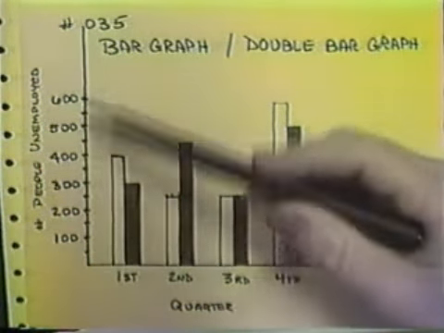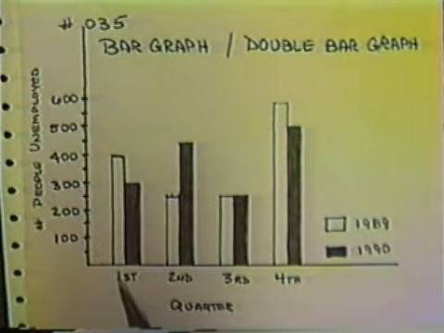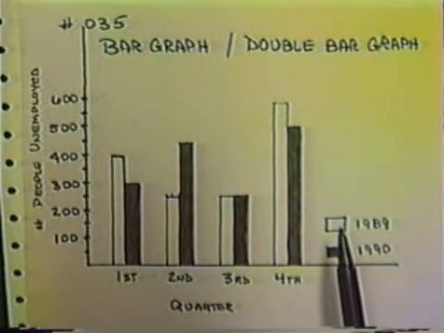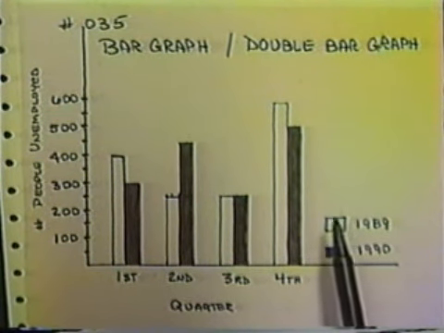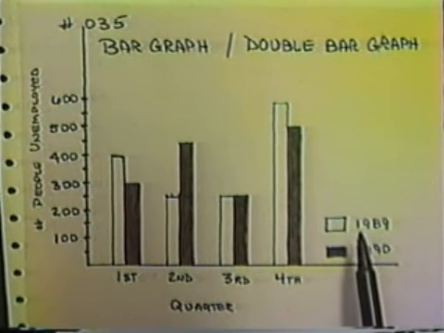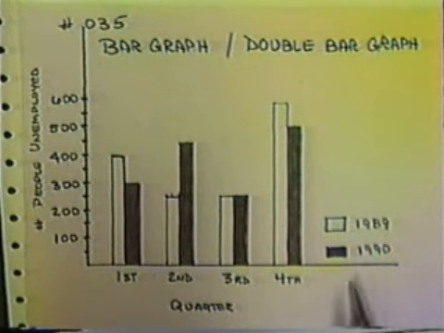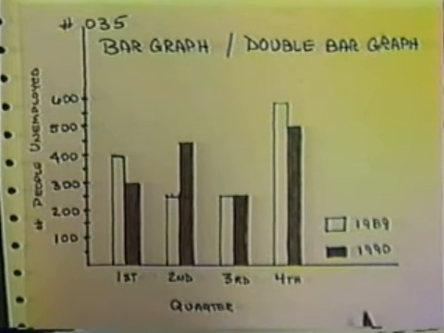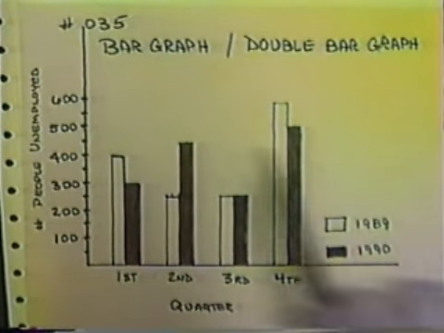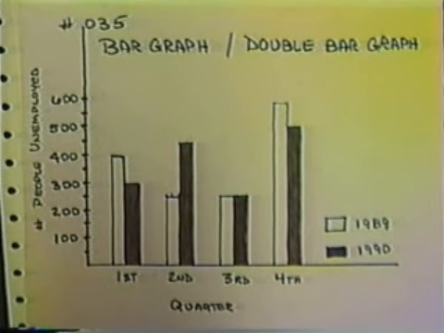Okay, these are the number of people that are unemployed, and these are the quarters that they're looking at. Now, over here tells us which bar represents which year. The open or the white bar is the year 1989, whereas the darkened or black bar represents 1990. So that means we're looking at this bar graph to determine things.